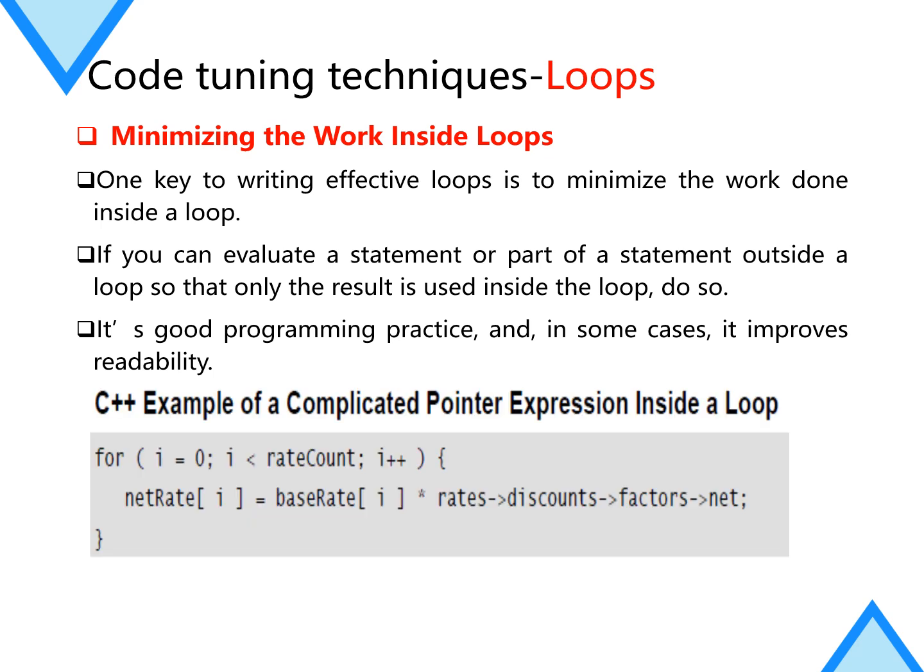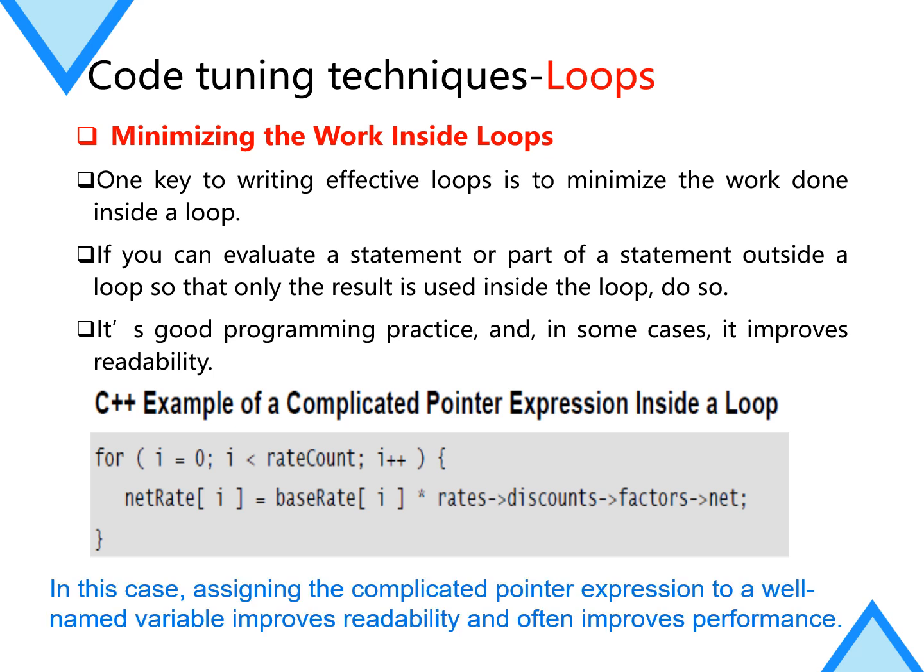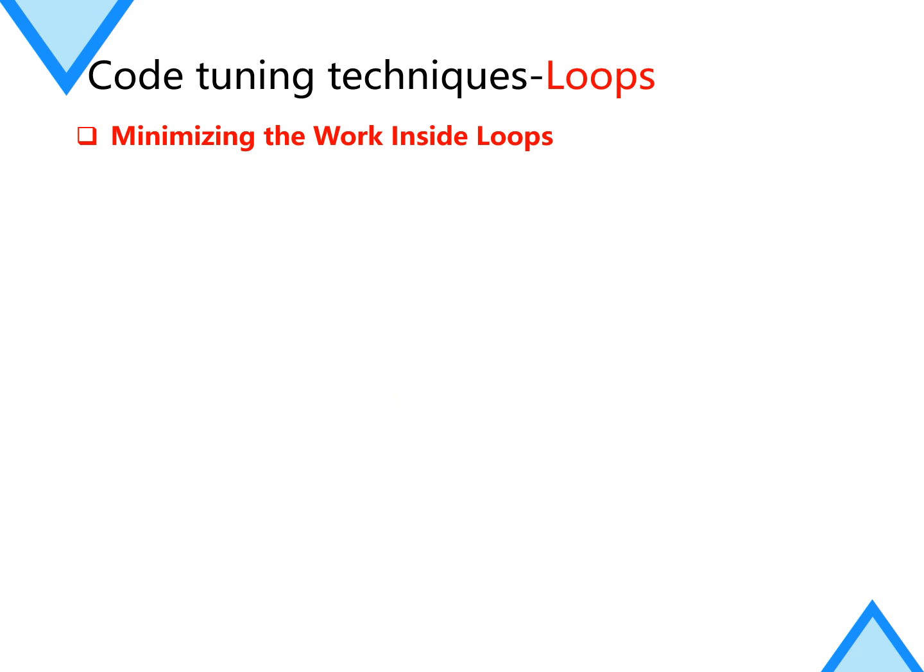Here we have a C++ example in which net rate of i equals base rate of i times rate of i, and we have assigned the 3 pointers. So it is a very complicated expression, and we are using a pointer here. In this case, assigning the complicated pointer expression to a well-named variable improves readability and performance. So what we do is some calculation outside the loop and then put a simple expression inside the loop.